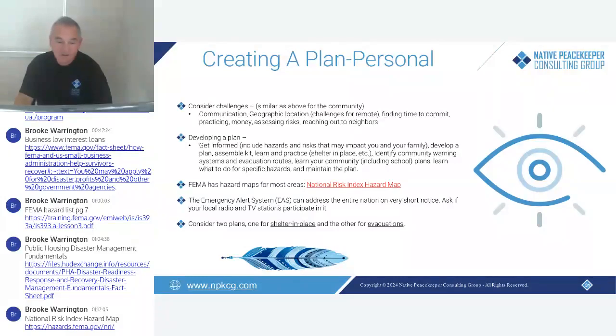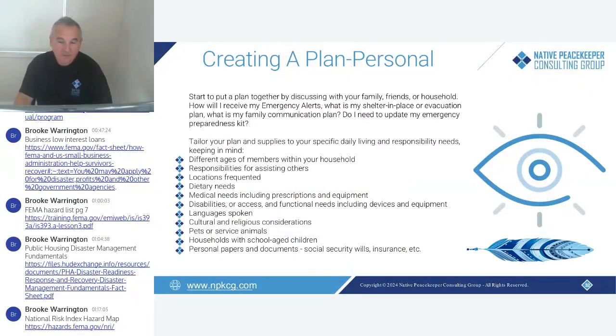So I'll go to 32. I don't think I've spoken to this one. So 32: start to put a plan together by discussing with your family, friends, or household how you're going to get your alerts. Are they going to come wireless through the FEMA app, weather radio, etc.?